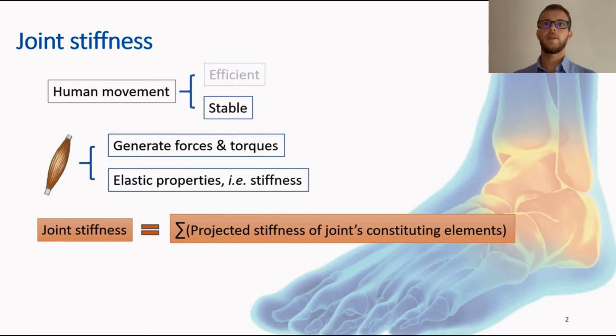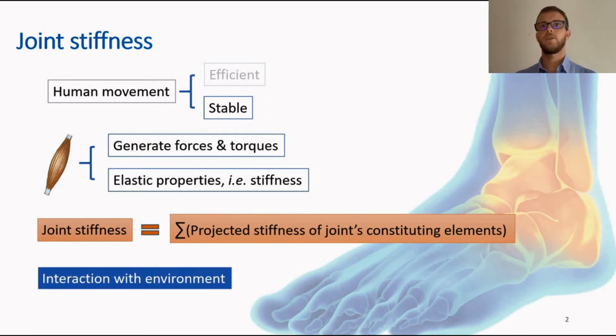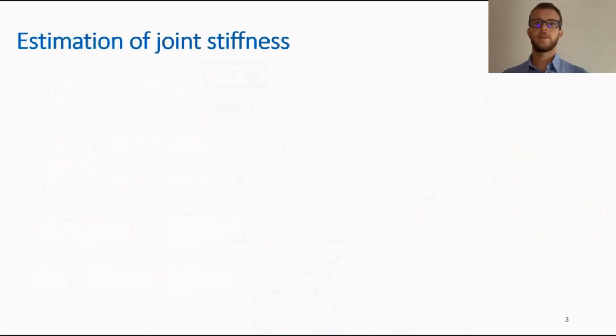Besides providing stability, joint stiffness dictates how humans interact with the environment. Just imagine what happens when you hold a drill to make a hole in the wall. You will co-contract your arm muscles and consequently increase your joint stiffness to avoid that the drill slips off the wall. Due to the relevance of this property, a lot of effort has been put to estimate it, and several communities have attempted to do so.